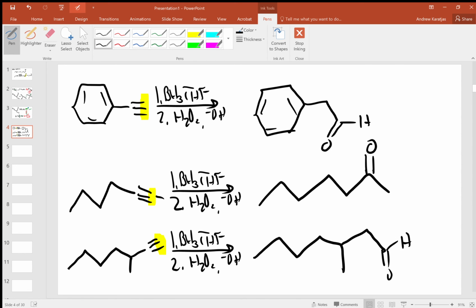So overall, hydroboration for alkynes, extremely similar to hydroboration for alkenes. The primary difference is that with an alkyne, we form an enol as opposed to just an alcohol, and because we're working under basic conditions, that enol will pretty much instantly get converted into the carbonyl.